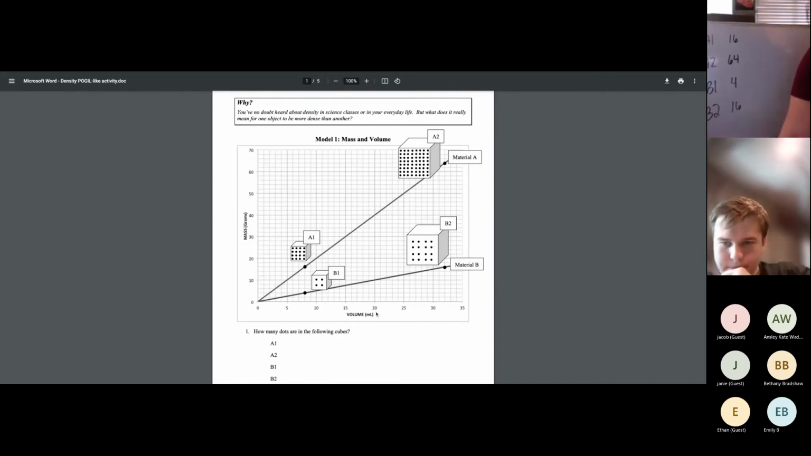So let me ask you this question. A 20 milliliter sample of cube B, what would we expect that to weigh according to the information in our graph? 10. 10, right? Because that's where it hits.